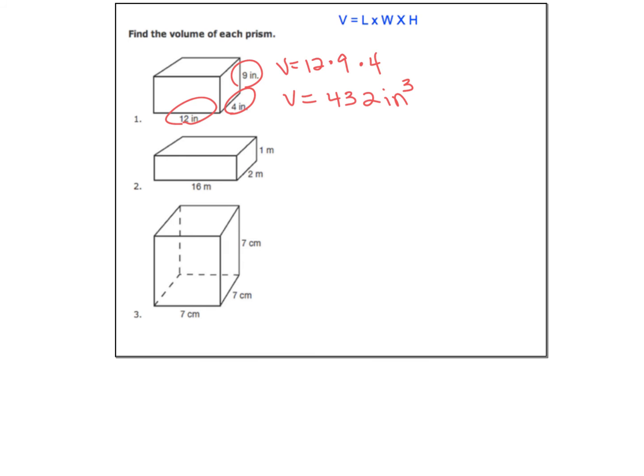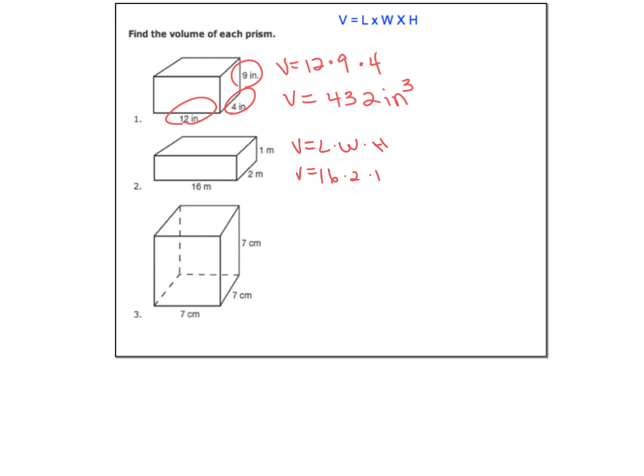All right, so let's move on to number 2. So number 2, our equation to find the volume is still going to be the length times the width times the height. And so we will do volume equals 16 times 2 times 1.